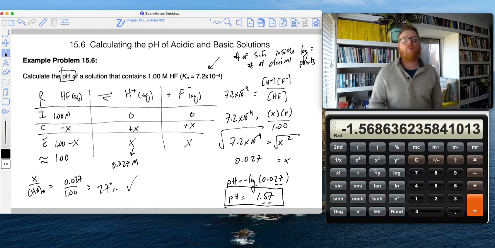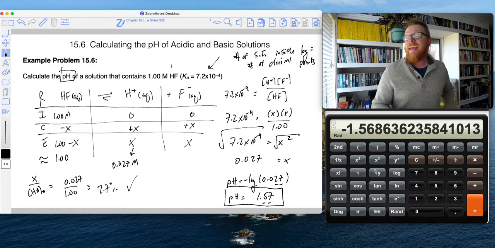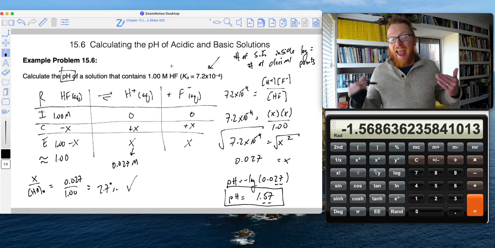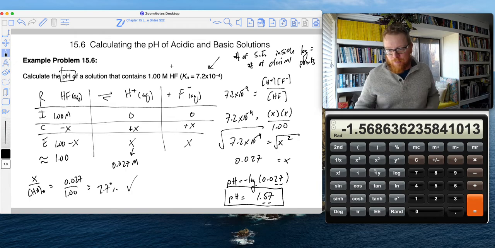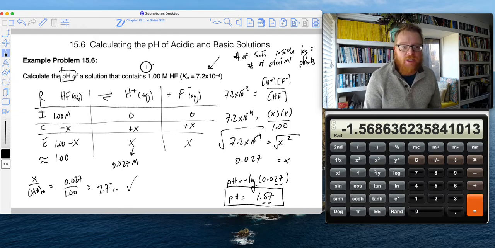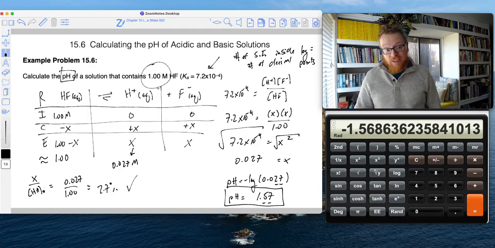I also want to point out that HF, even though it's a weak acid, can still make a very acidic solution. 1.57 is very acidic. It's more acidic than your stomach acid. And the reason why HF can make such an acidic solution is because 1.00 molar is a pretty large concentration, even for a weak acid.